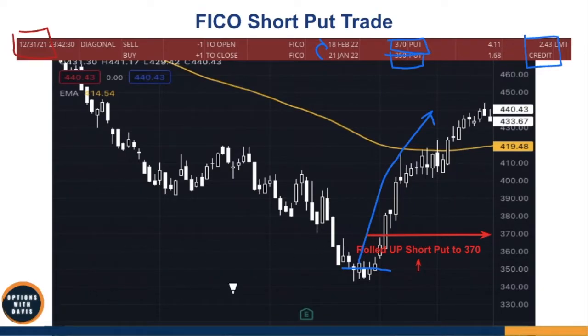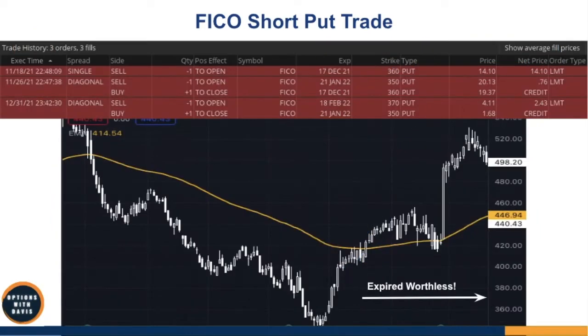total of $243. So this is one of the times when you can also consider rolling up, when you can see there's a strong move up and you think that the market has a stronger probability of going up than going down. So true enough, later on expiration date, it expired worthless. As you can see, from this point on, it shot up even more.